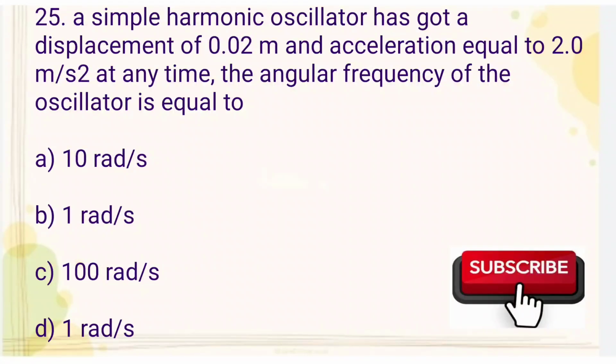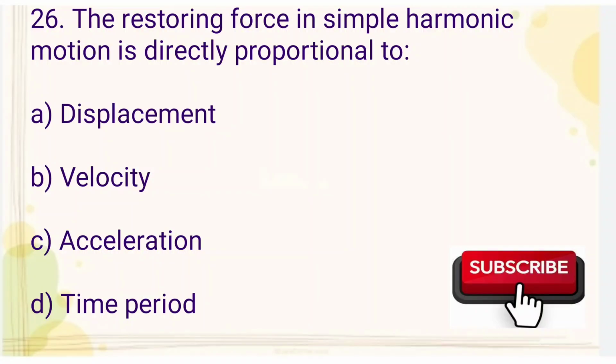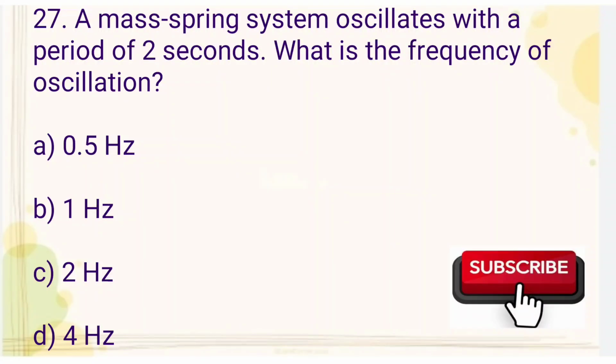A simple harmonic oscillator has a displacement of 0.02 meter and acceleration equal to 2.0 meter per second square at any time. The angular frequency of the oscillator is equal to option A is the correct option. The restoring force in simple harmonic motion is directly proportional to displacement. A mass spring system oscillates with the period of 2 seconds. What is the frequency of oscillation?